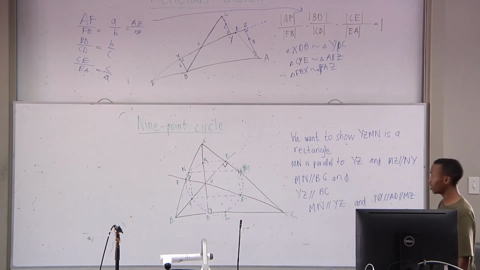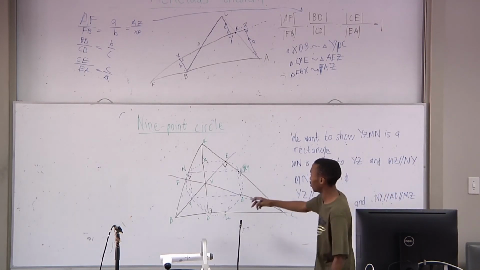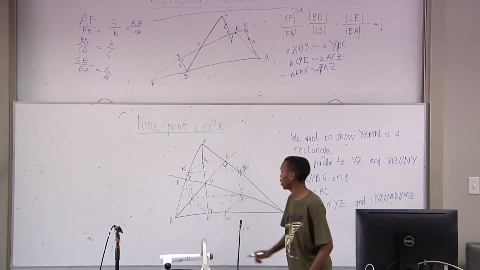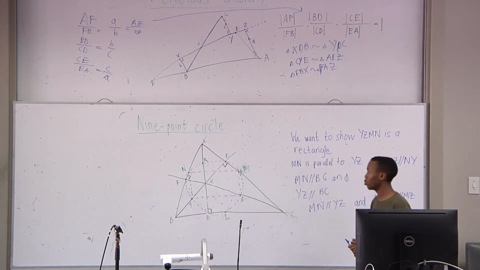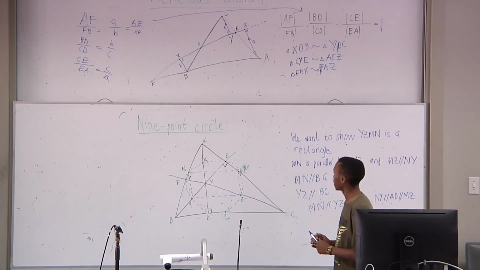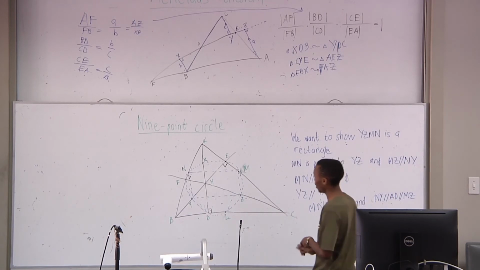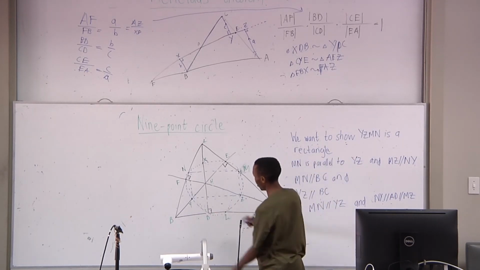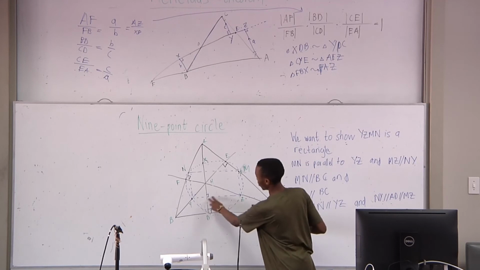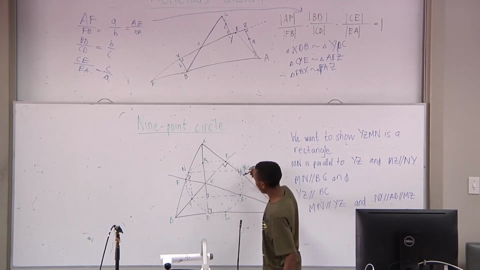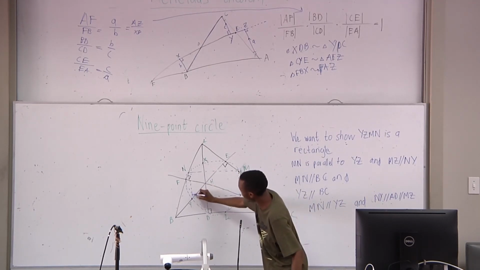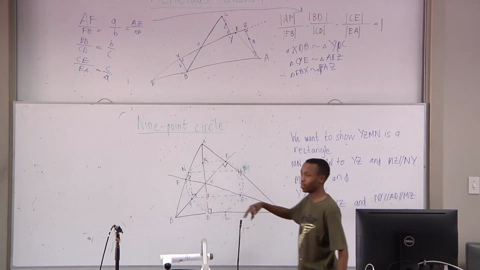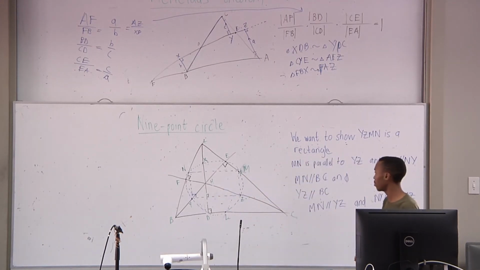Now we have that this figure here, NMZY, is actually a parallelogram. So all you have to do now is show that one of the angles is 90 degrees. That follows because this angle here is 90 degrees because that's parallel to that. And since that's also parallel to that, that's 90 degrees here. So that's actually a rectangle, not just any parallelogram.